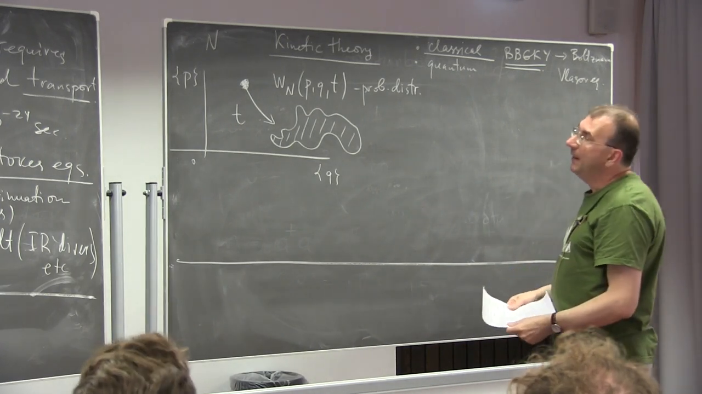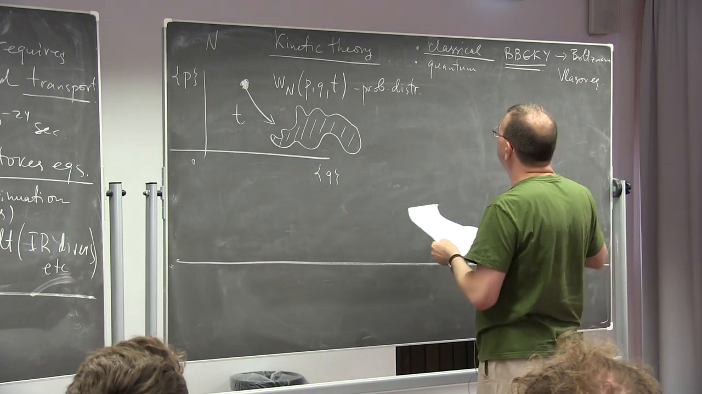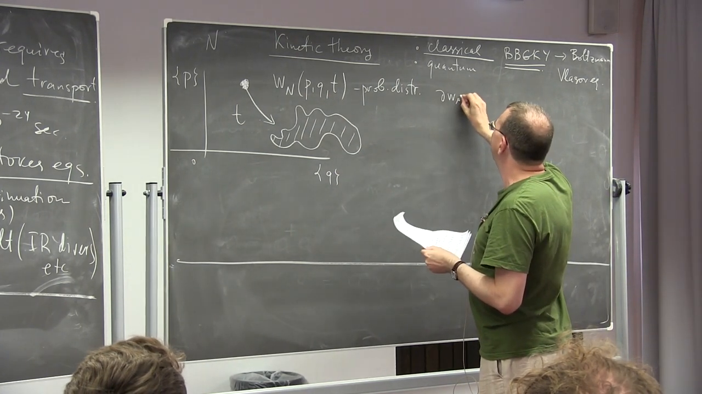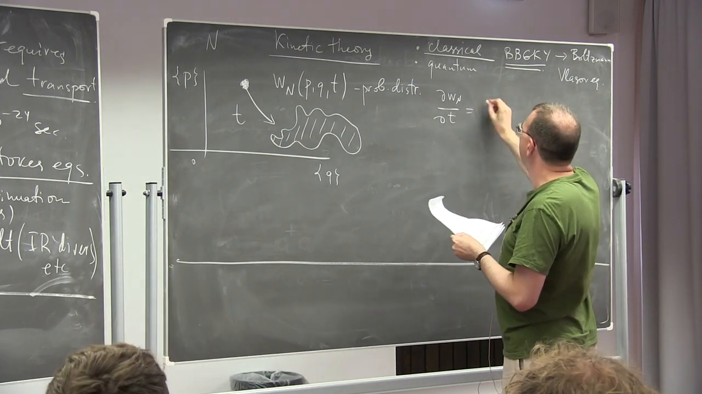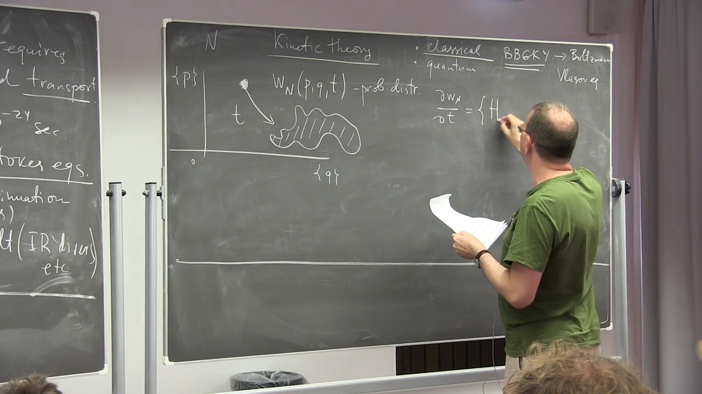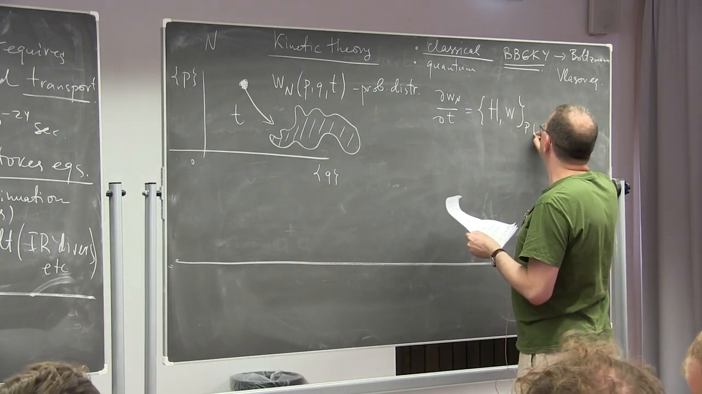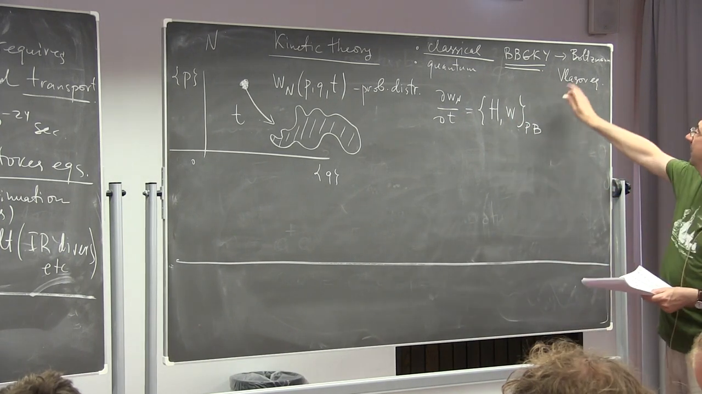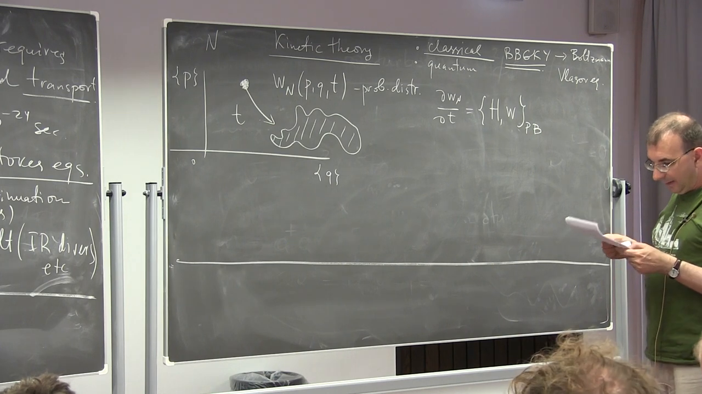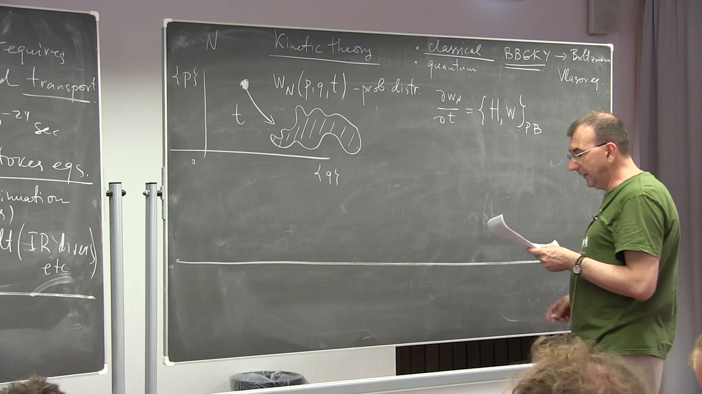Right. Now, this is a complicated dynamical problem. The equation which W satisfies is fairly simple, and it's basically a consequence of Hamilton's equations. So this is a Poisson bracket. We are talking about a classical system. Now, there is a wonderful statement due to Liouville.